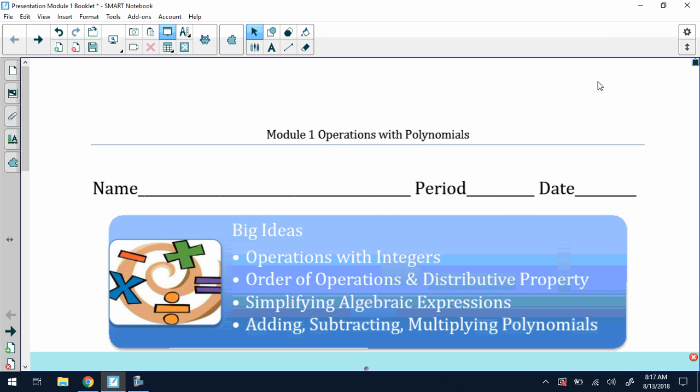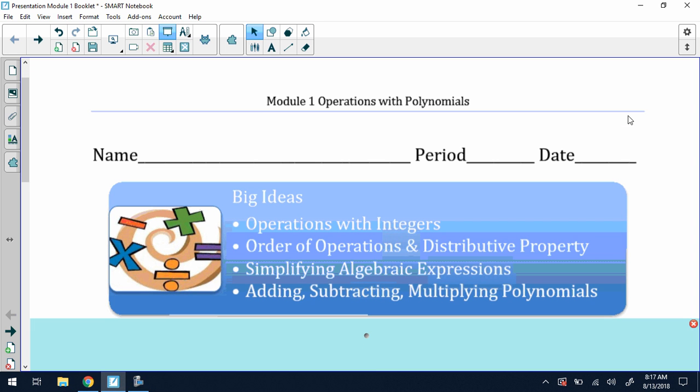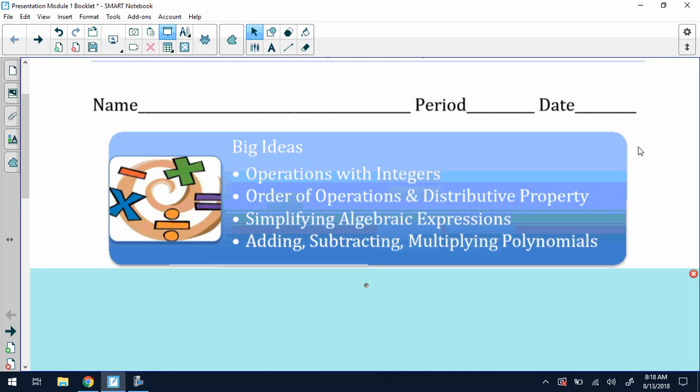As we start our first unit on operations with polynomials, our big ideas are operations with polynomials, order of operations, and our distributive property, simplifying algebraic expressions, and then adding and subtracting, multiplying polynomials. Most of the stuff you've seen before in pre-algebra. This video is just going to address adding integers.